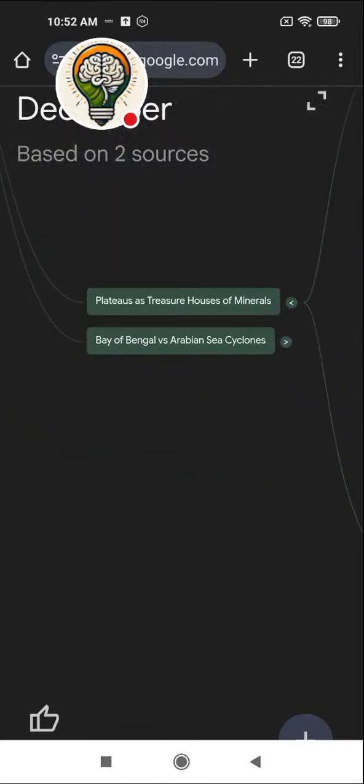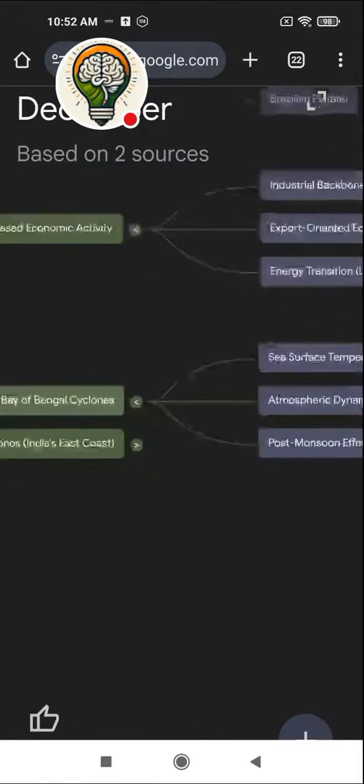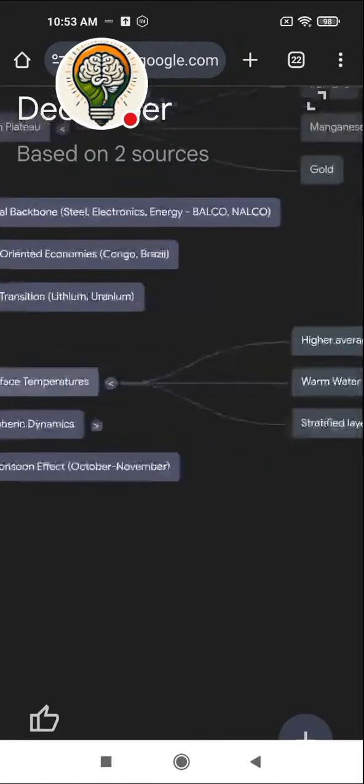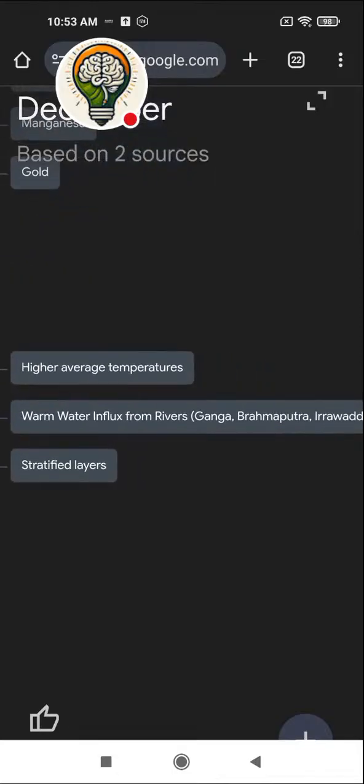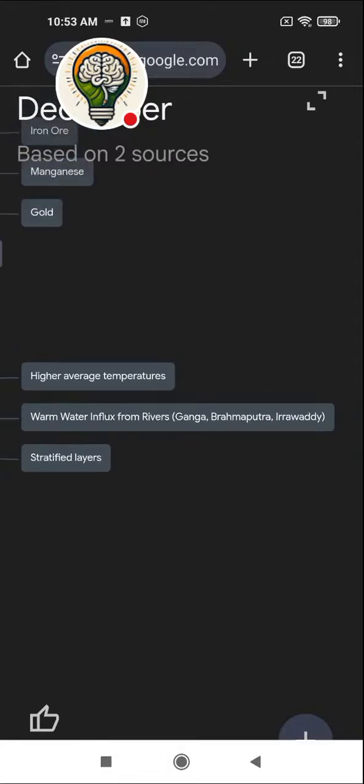Then Bay of Bengal, Arabian Sea cyclone. So factors favoring Bay of Bengal cyclone. So sea surface temperature, higher average temperature, warm water flux from river Ganga, Brahmaputra and Irrawaddy and stratified layers.